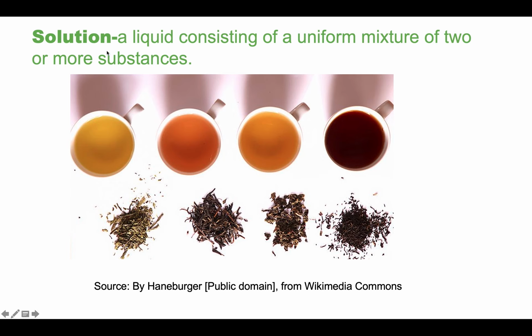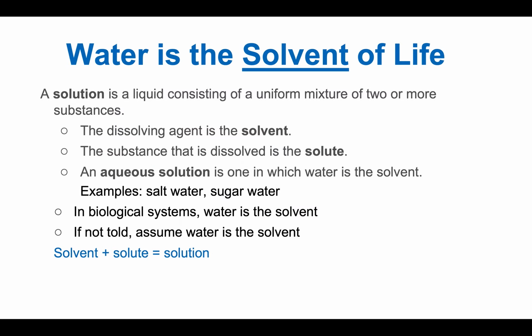Which brings us to the concept of solution. A solution consists of a uniform mixture of two or more substances. And usually when we're talking about life, all solutions of life are water-based. Now, a solution is made up of two things: solvent and solute. The dissolving agent, which is usually present in a higher proportion, is the solvent. And in life systems, the solvent is water. And a substance that is dissolved is the solute.